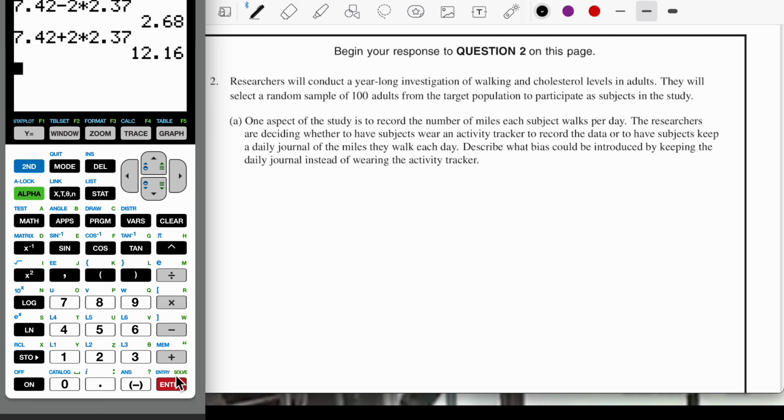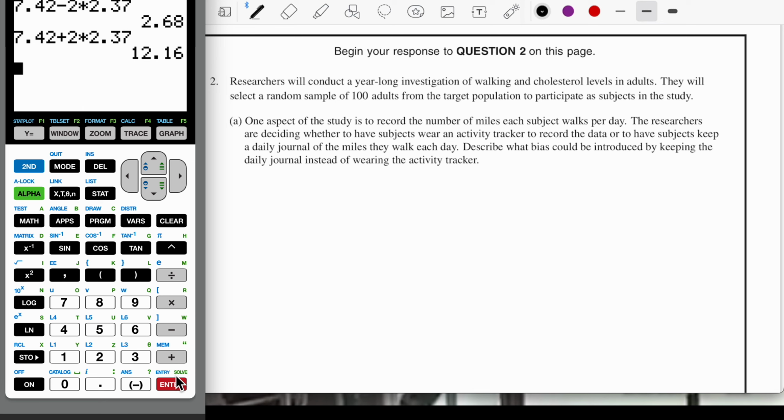One aspect of the study is to record the number of miles each subject walks per day. The researchers are deciding whether to have subjects wear an activity tracker, like a Fitbit or something, to record the data, or to have the subjects keep a daily journal of the miles that they walk each day. Describe what bias could be introduced by keeping the daily journal instead of wearing the activity tracker. So this is really just an explanation.